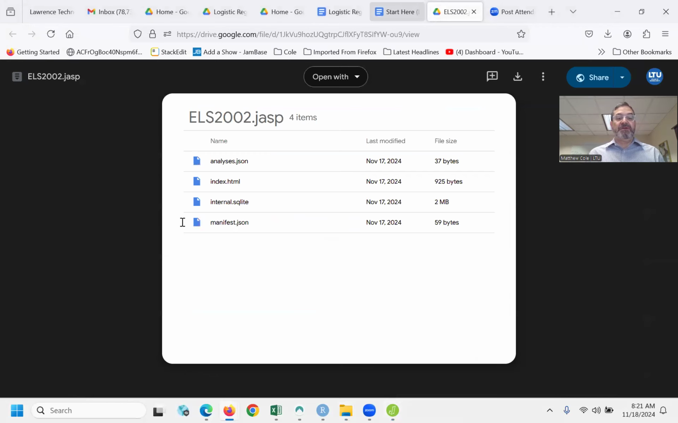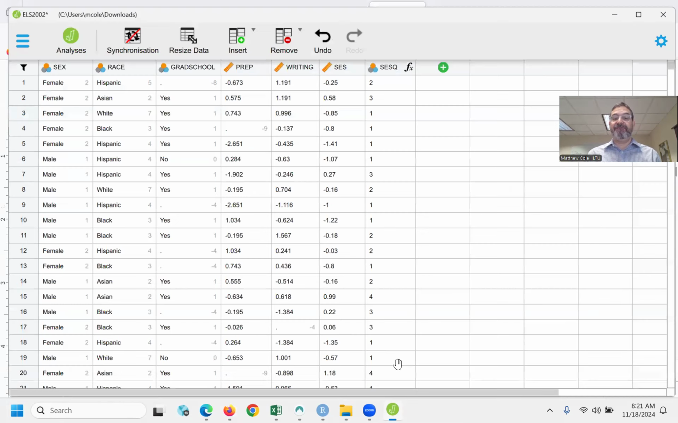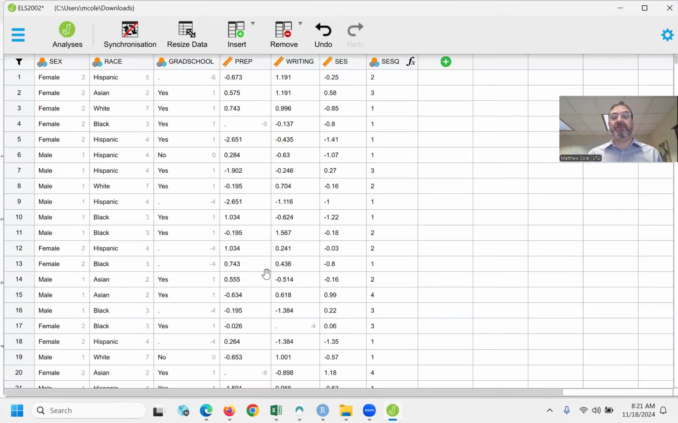Okay. So let's investigate the probability of attending grad school. Grad school is going to be our dependent variable for all of this, including your assignment. It's the probability of attending grad school predicted by sex. Let's go ahead and do it first in JASP, and then we'll explain the results.